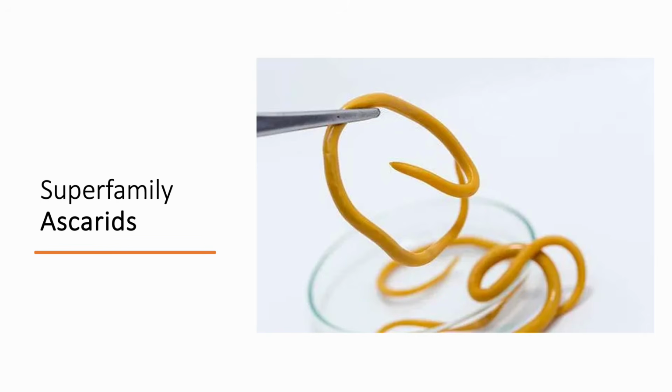So the first superfamily within nematodes are the Ascarids. And these are the ones that are commonly called roundworms. There's different Ascarids for different species, but if you see the root word Ascaris or Ascarid, then you have a roundworm.